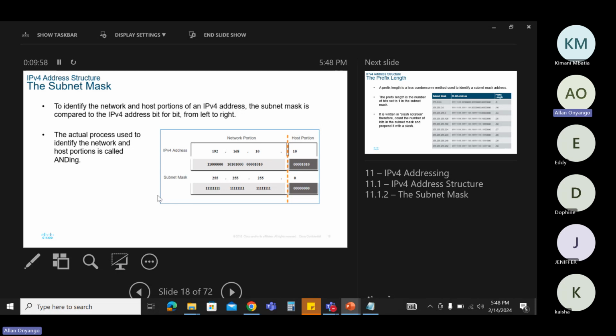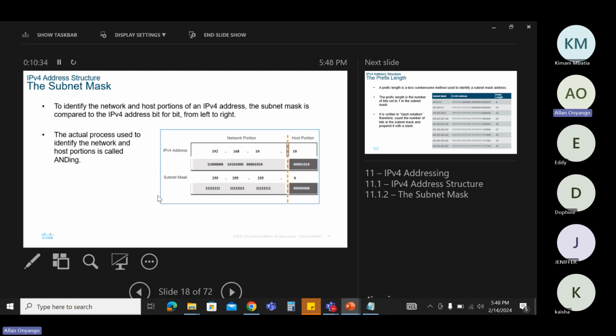So the process is actually called ANDing. You see capital A and D, then small I, N, G. So we call it the ANDing process. It is the process that we use to identify the network and host portions using the subnet mask. So let's see what happens. This one is going to give us the ANDing process. It's not a very good one, but you're going to find another one here.